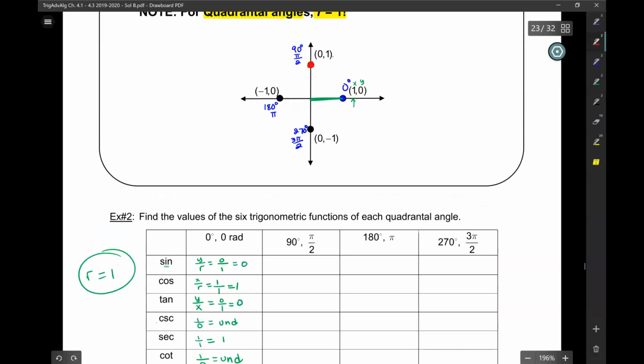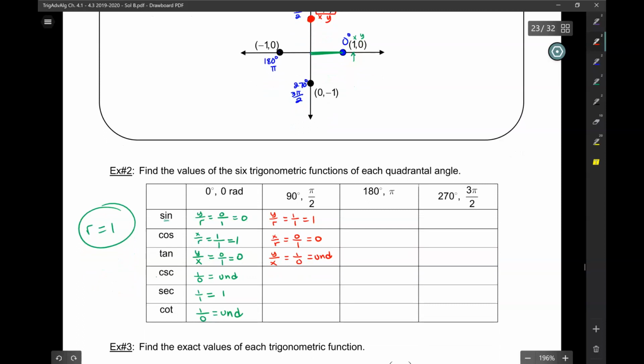Okay, let's do 90 degrees. I'll choose red this time. My coordinate point is 0 comma 1, so x is 0, y is 1. So here, y over r for sine is 1 over r, and r is always 1, so 1. Cosine is x over r, 0 over 1, 0. Tangent is y over x, 1 over 0, undefined.